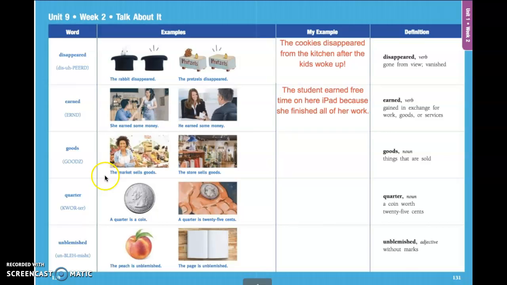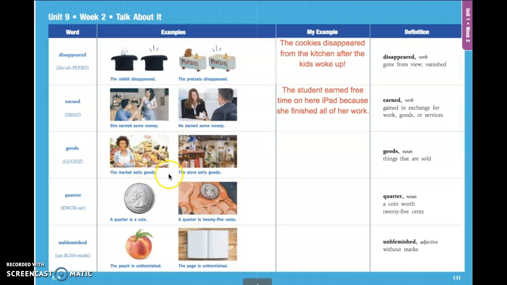Let's read our sentences. The market sells goods. So the market sells goods like fresh produce and different types of food like eggs, or there are also some places that make fresh juice. I like to buy beef jerky at the farmer's market. So there's all different kinds of goods at the market.